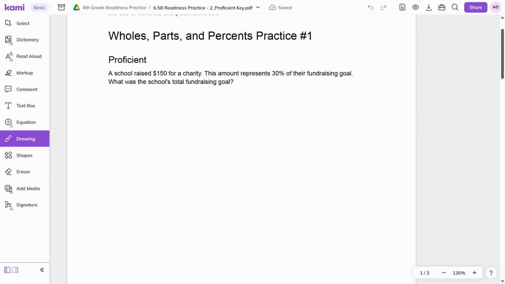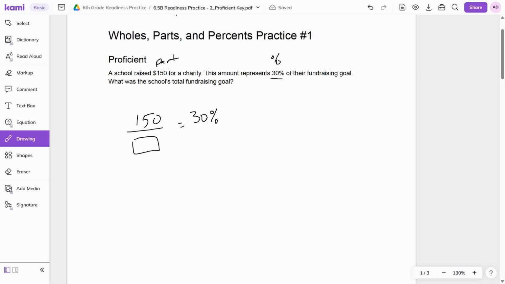So we have $150 raised, and that was 30% of their fundraising goal. So this gives us a part and the percent, and we're looking for the whole. Okay, so let's look at it this way. $150 out of our unknown whole, and that equals 30%, right? $150 out of whatever the total is we're looking for, that's 30%.